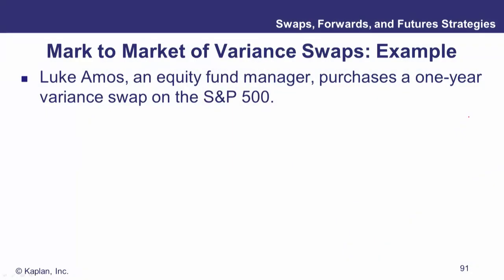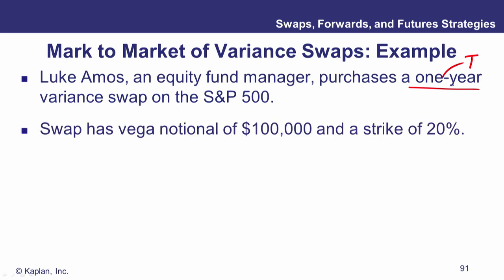So let's do that. Here we've got Luke Amos, equity fund manager, purchasing a 1-year variance swap on the S&P 500. So they're a buyer of variance here. Big T is 1 year. We might well be working in months, but the swap has Vega notional, so be careful with that. That's Vega notional.